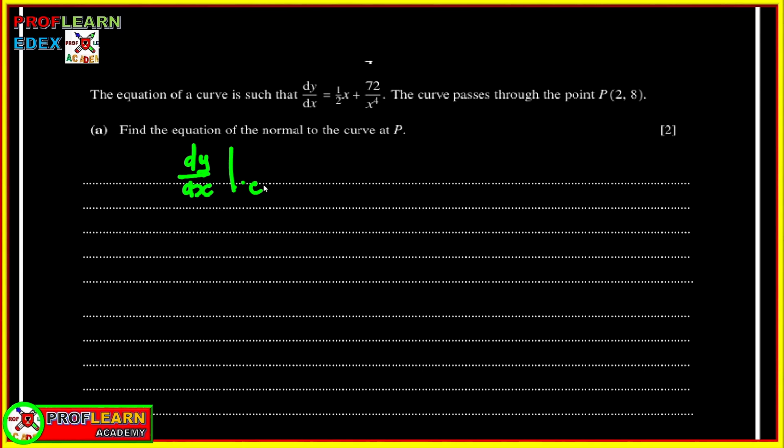The equation of the curve is such that dy over dx equals 1 over x plus 72 over x raised to power 4. The curve passes through the point (2, 8). Find the equation of the normal to the curve. So since this is the gradient function, we can substitute the value of x equal to 2 so that we can know the gradient of this curve at the point where x is 2, and that will give us the gradient of the curve.